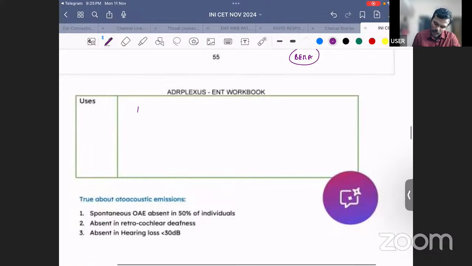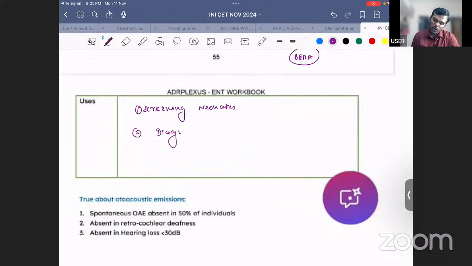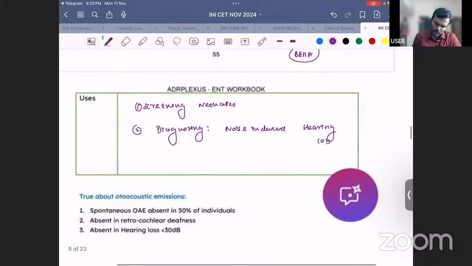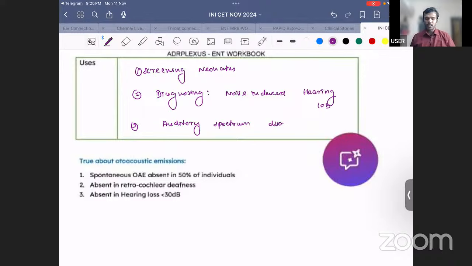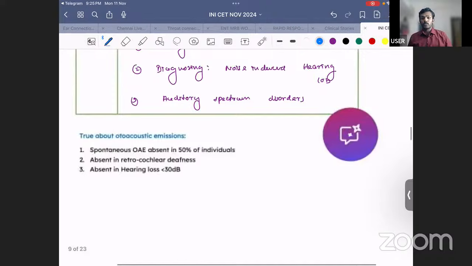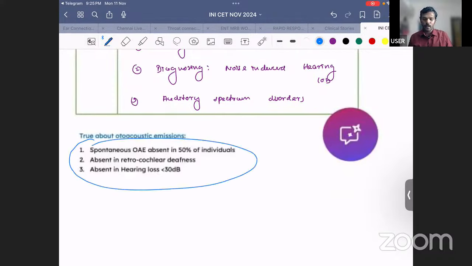This can also be used for diagnosing noise-induced hearing loss. They can also be used for auditory spectrum disorders. Auditory spectrum disorders. Okay, fine. These are all true responses. Okay, fine.